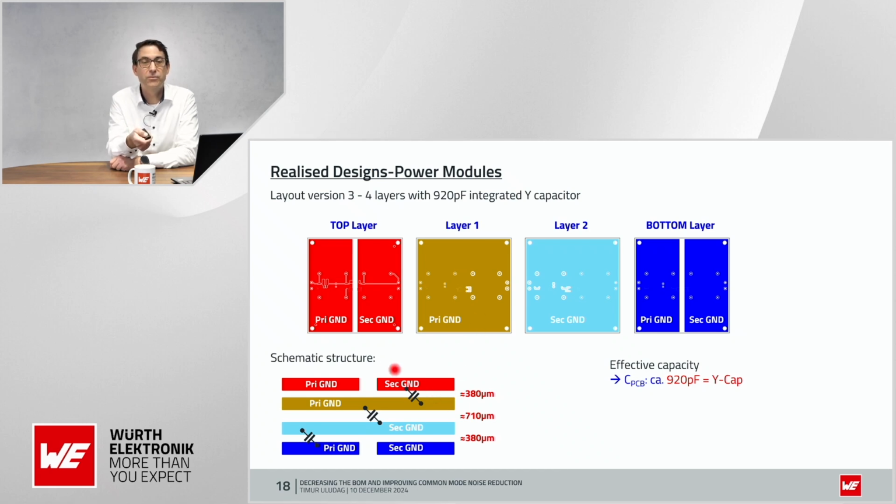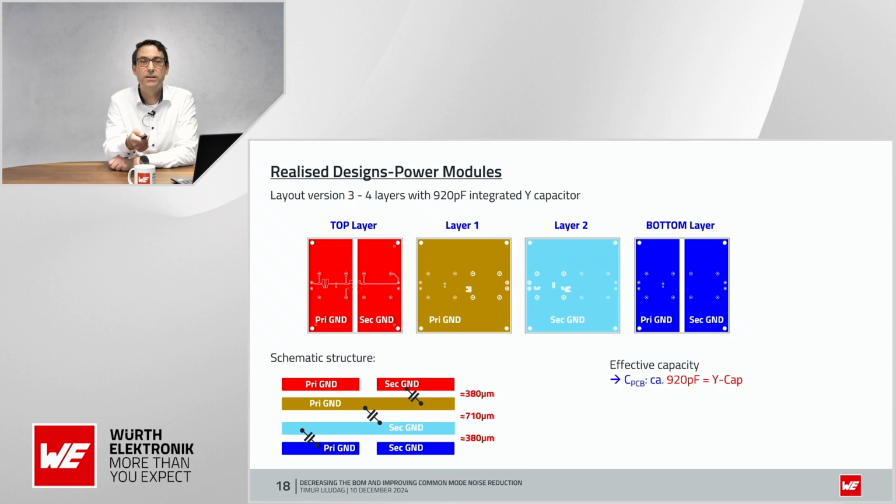Here we have one capacitor between secondary ground and primary ground. The next one is between primary ground and secondary ground. And the last one is between secondary ground and primary ground. This is why we then have 920 picofarads. Please remember, we're talking here about 80 by 80 millimeters only, so not much size.